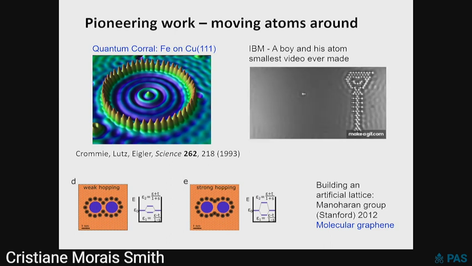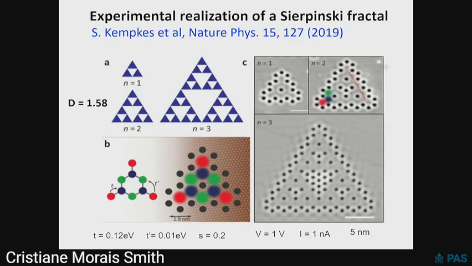But it took almost 20 years until someone decided to combine 2 quantum corals, open the door more or less to control the tunneling, to build molecular graphene. This was done in 2012 in the group of Hari Manoharan in Stanford. So this is the technique that we used to construct our first quantum coral.